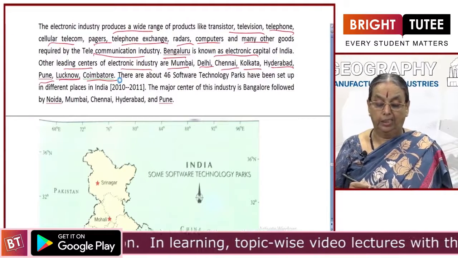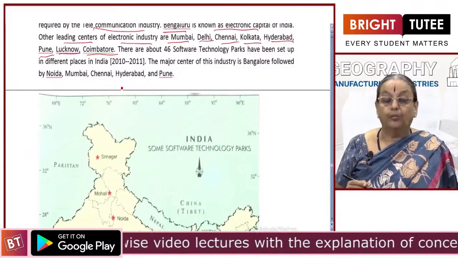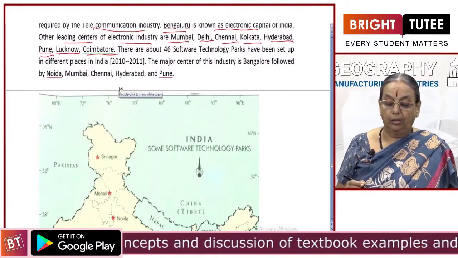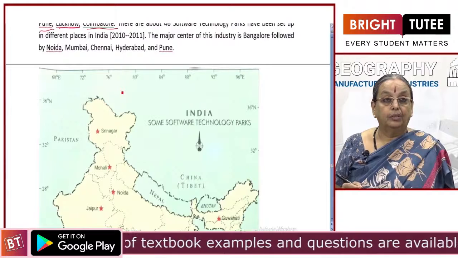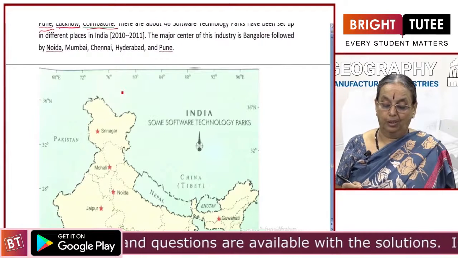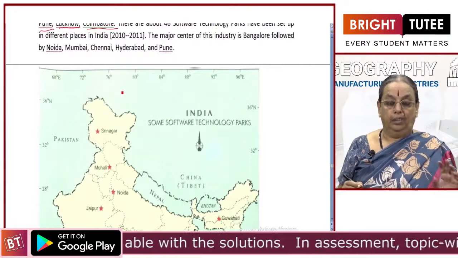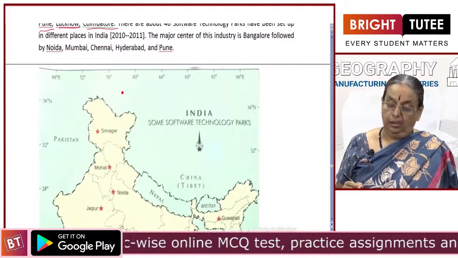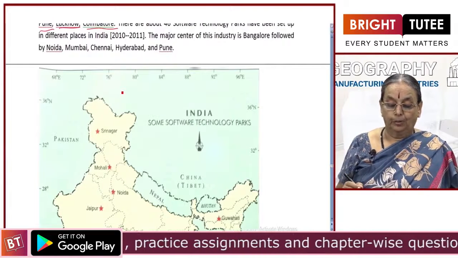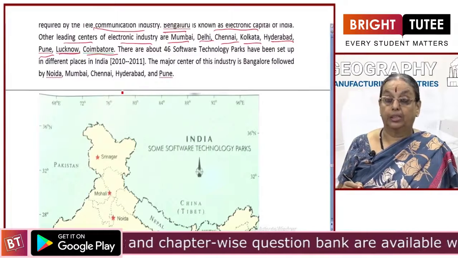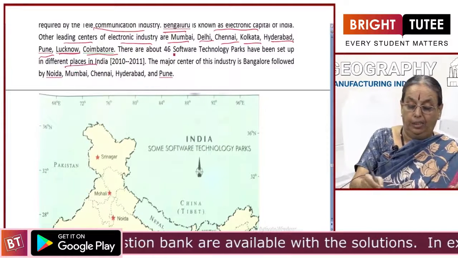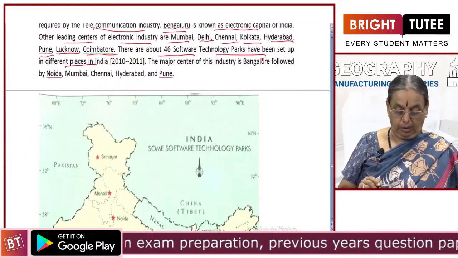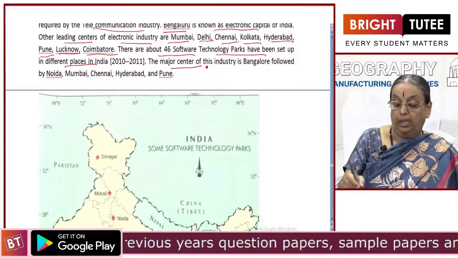And recently in India, we have set up the software technology parks, right. So, what are these software technology parks? You have various types of computers, the latest computers, which are exhibited in the software technology parks, and they provide consultancy services also. So, there are about 46 software technology parks which have been set up in different places in India, right. And in the map you have been given about 16 or 18 centers which can be asked in the map work.